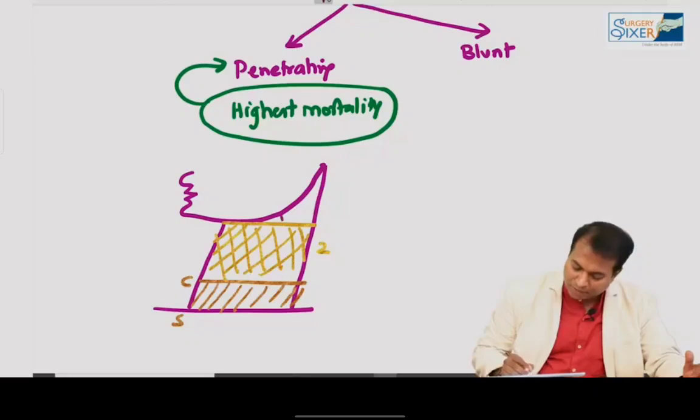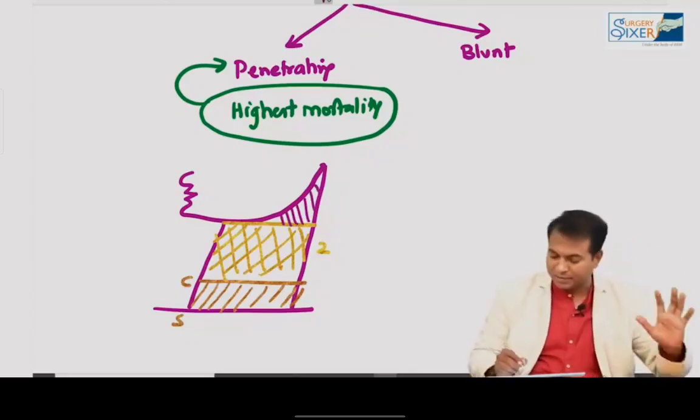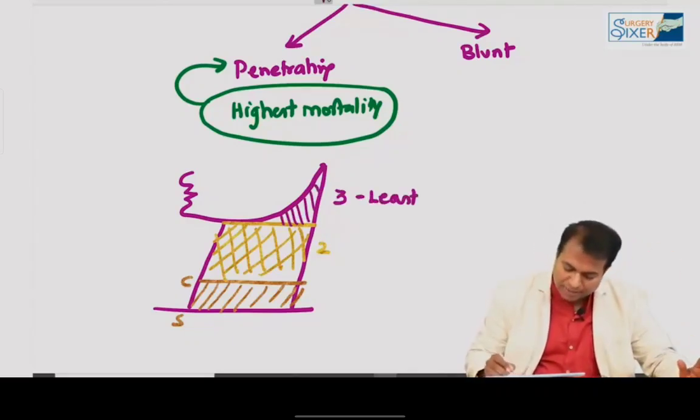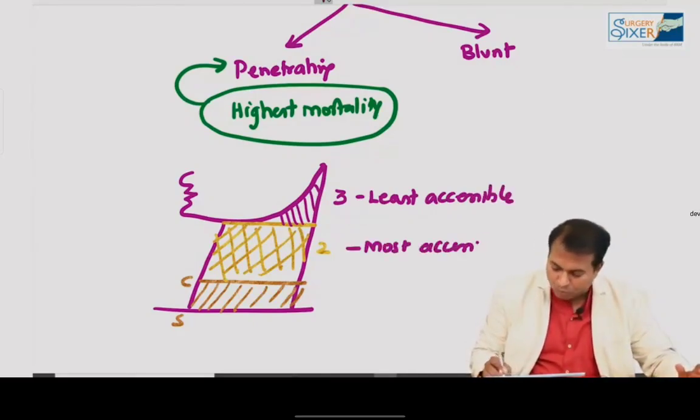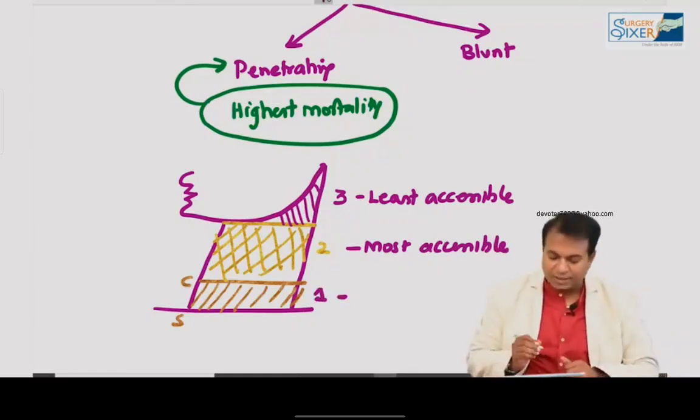Zone 3 is from the angle of mandible to the base of skull. So this is the least accessible zone. Zone 2 is the most accessible zone. Most accessible means the zone where we can operate easily. Zone 1 is the third zone.